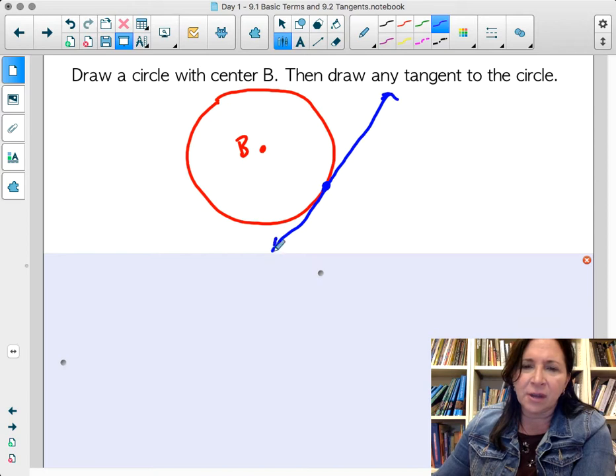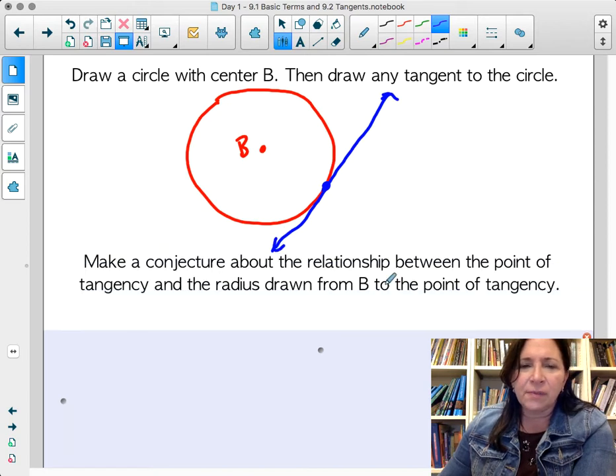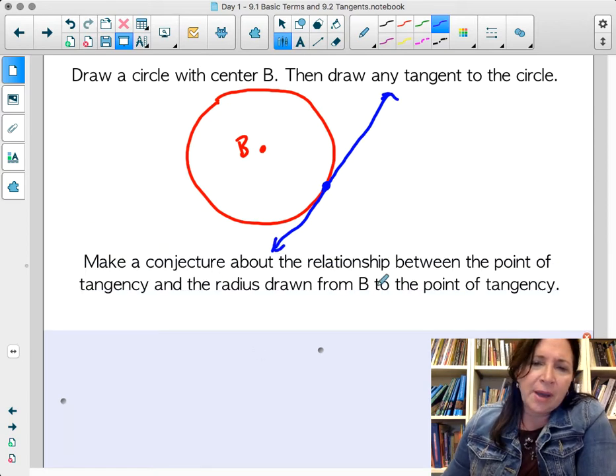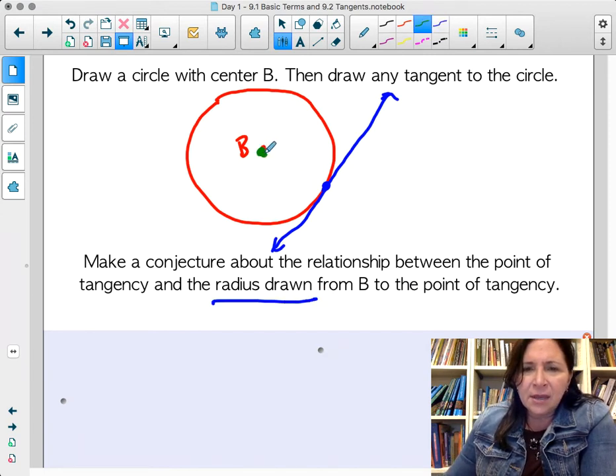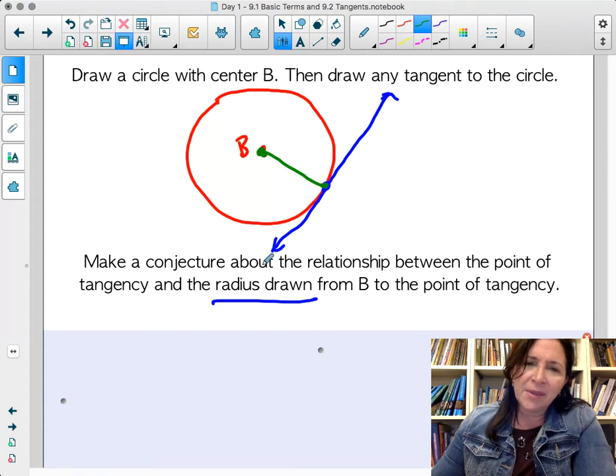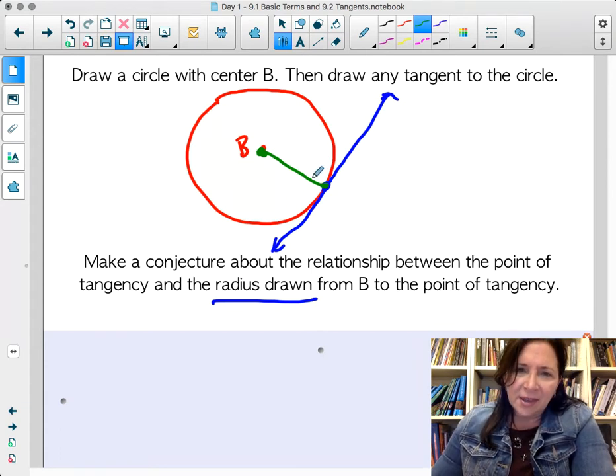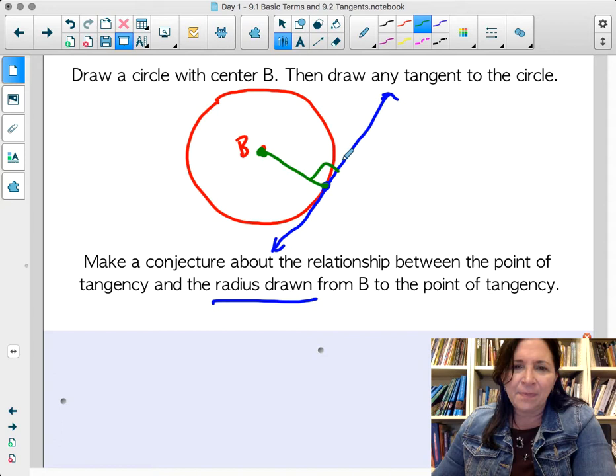There's my tangent line. So what I want you to do is try to come up with a conjecture about the relationship between this tangent line and this circle, and the radius drawn from B. So let's draw a radius from B to the point of tangency. So what are you thinking? What's coming to your head? Hopefully what you're thinking is that, yep, they're perpendicular. So it does form a right angle.